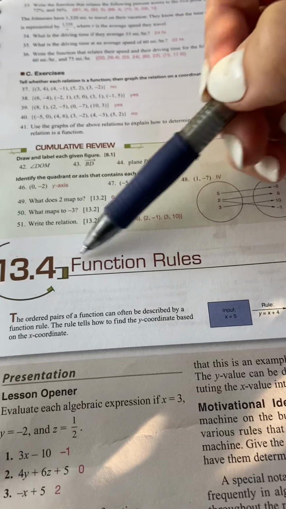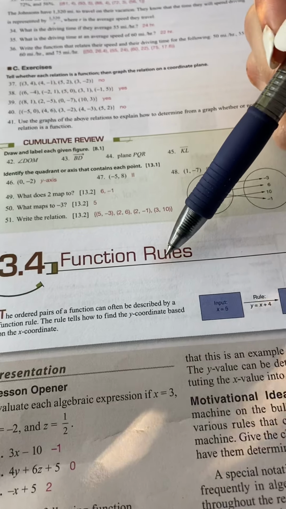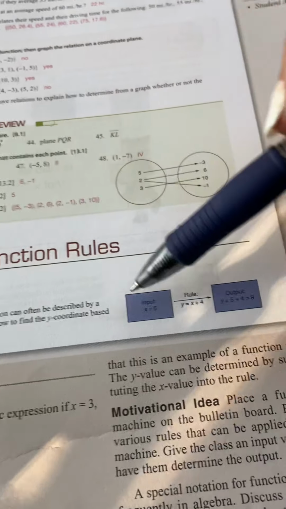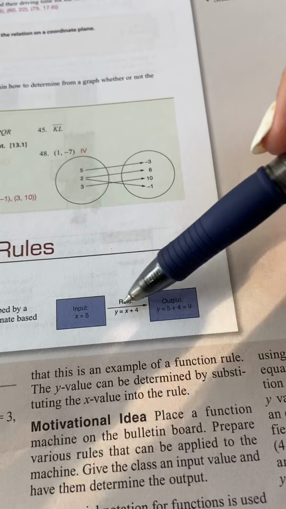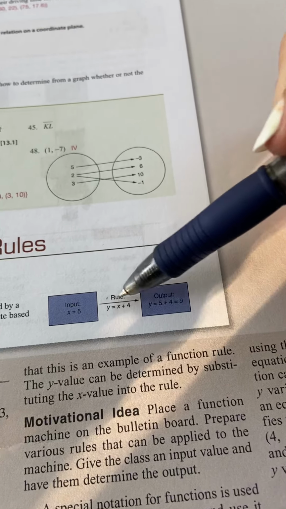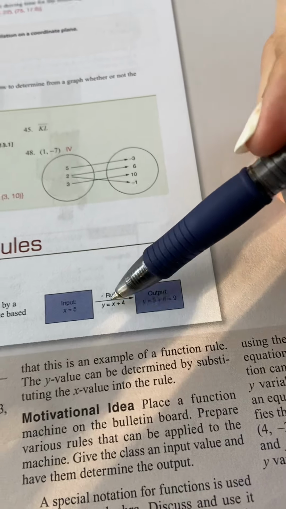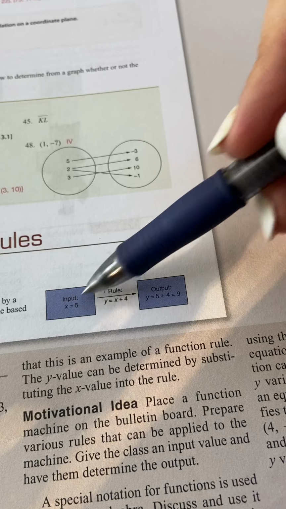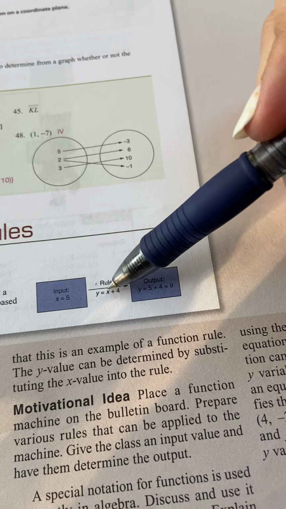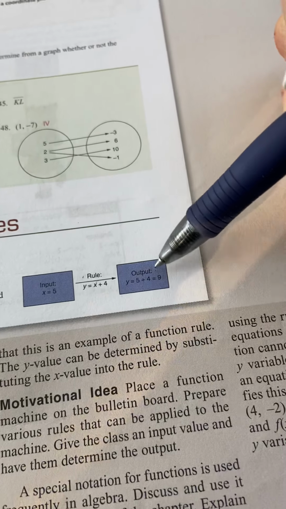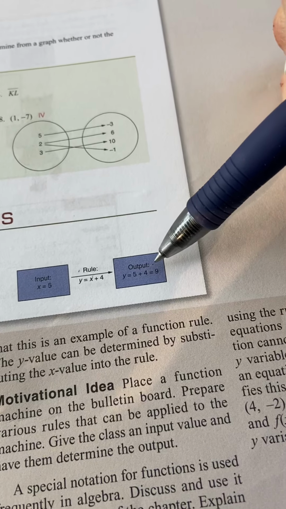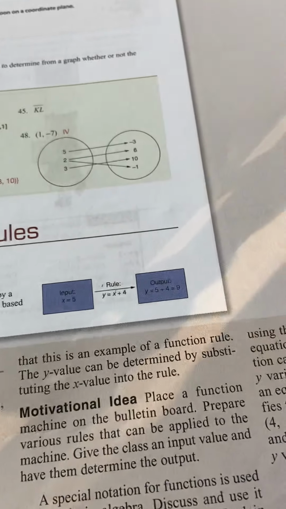Section 13.4, function rules. Think of it like a machine. You have an input, x equals 5, and then you do something with it, and then you have an output. So x equals 5, and then you put in 5 plus 4, and then it equals 9. This will become simpler the more you do.